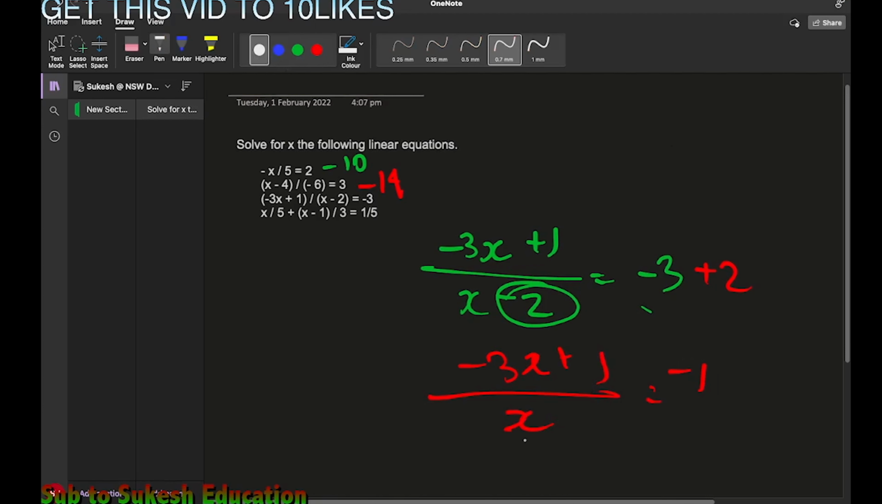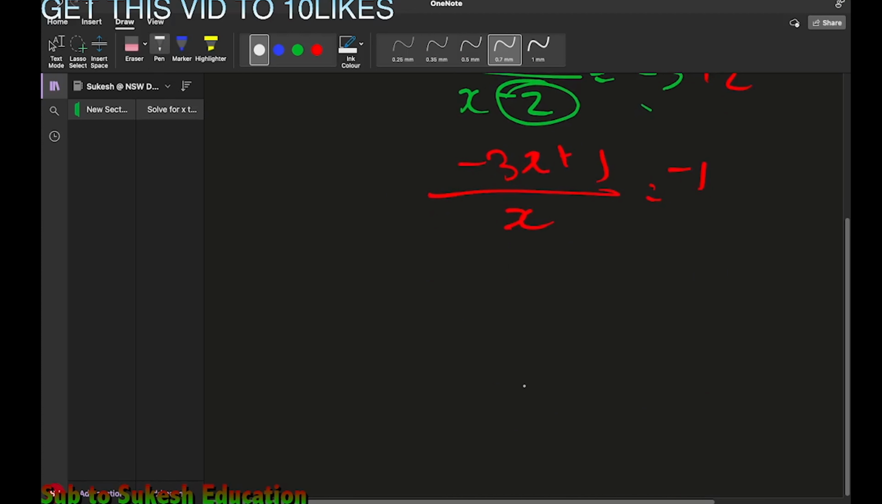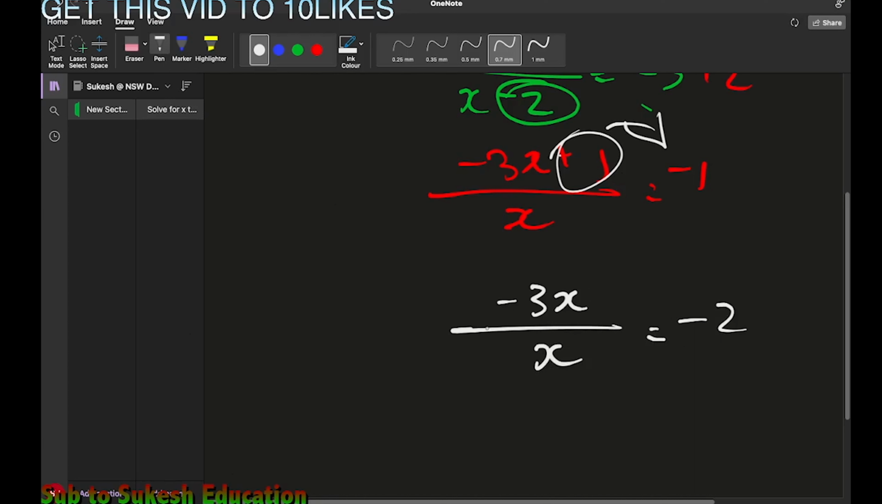So what we do is just look at the question. There's a plus 1 above here, right? Take it to the other side and it becomes minus 1. So it's minus 2 because minus 1 minus 1 is minus 2. So minus 3x over x is equal to minus 2. So this x you can cancel out, and then it's minus 3 is equal to minus 2.